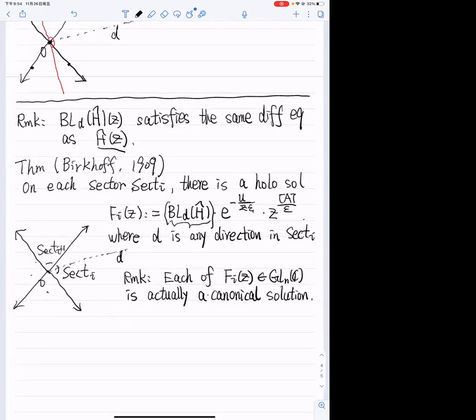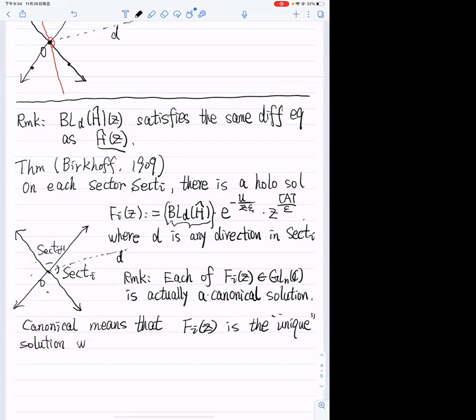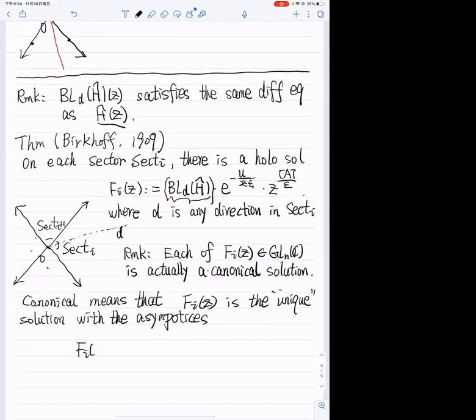So here, this canonical means that each of these Fi(z) is the unique, therefore canonical, solution with a prescribed asymptotics: Fi(z) times exponential of u over z times epsilon.